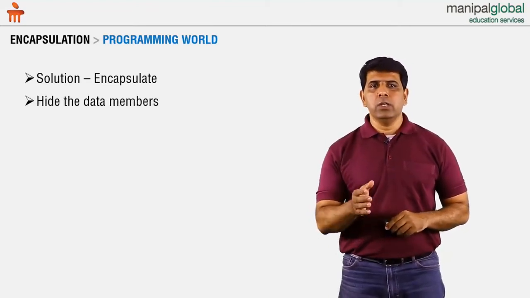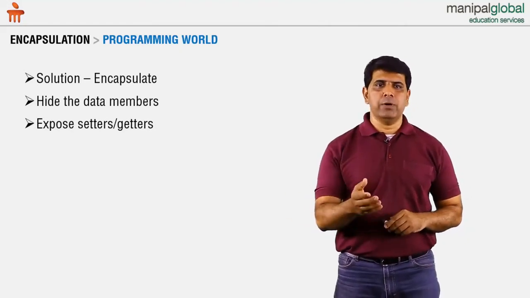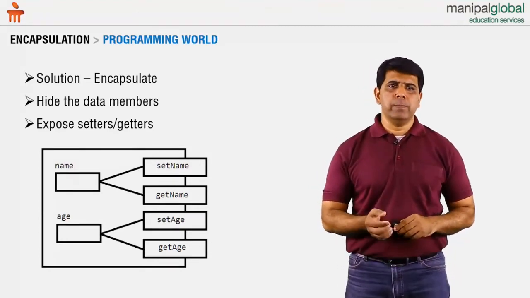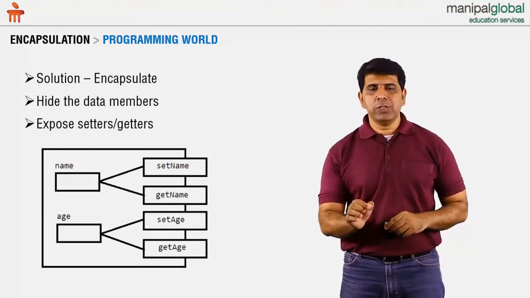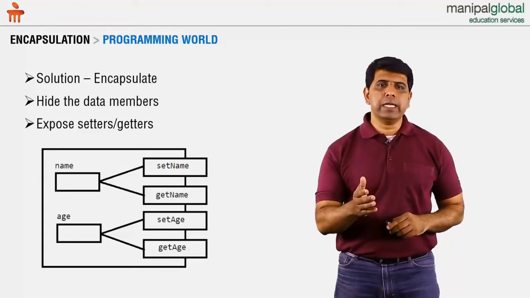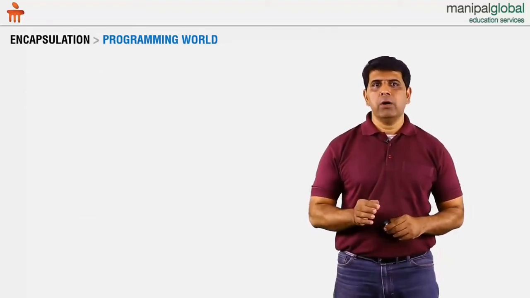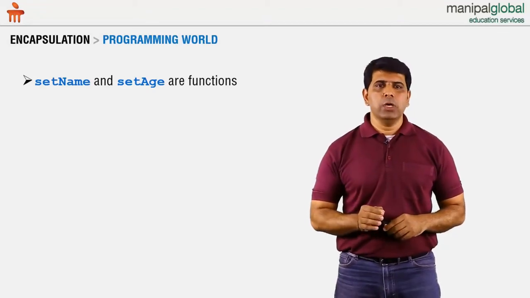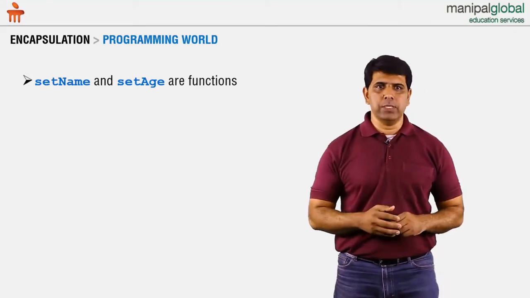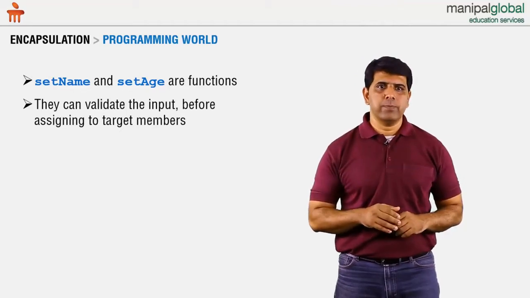The way you do it is you hide the data members and expose some functionalities, typically in the form of setters and getters. Here is a renewed picture. We have a name and age not accessible to the outside world, but they are connected via getName, setName, getAge, setAge functionalities. Now, setName and setAge are the functions through which you reach the name and age members. They can validate the input before assigning it to the target members.